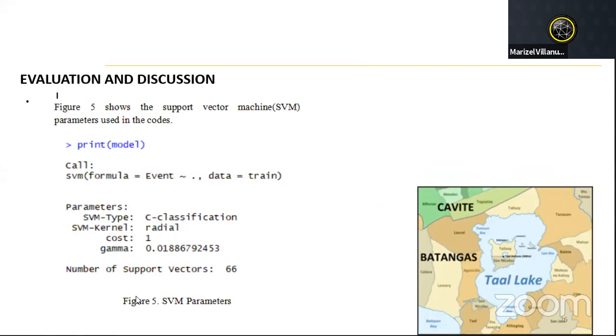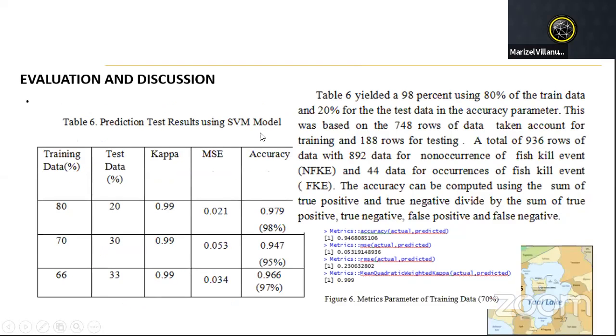So here is the model. This is the model of the SVM. I've used the SVM type as C-classification, and of course the radial kernel. The gamma is 0.0189, and the number of support vectors of this data is 66. So here is the presentation of the testing of my model.